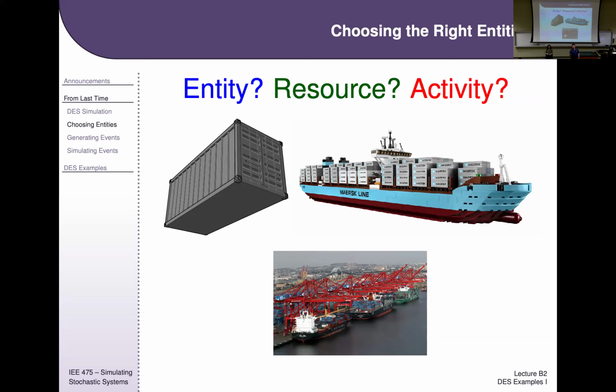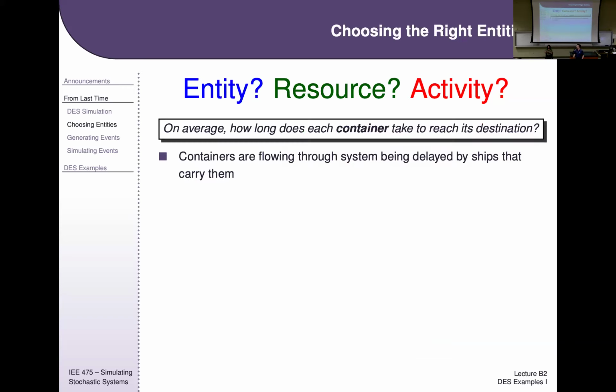What's an entity and what's a resource kind of varies from the question. So let's see an example of that. I might say, on average, how long does each container take to reach its destination? So the idea here is that containers are flowing through the system and they're being delayed by ships that carry them. So what do we think is the best candidate as an entity in this model? What are our entities given this question?